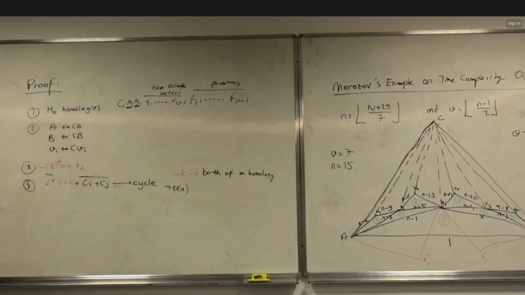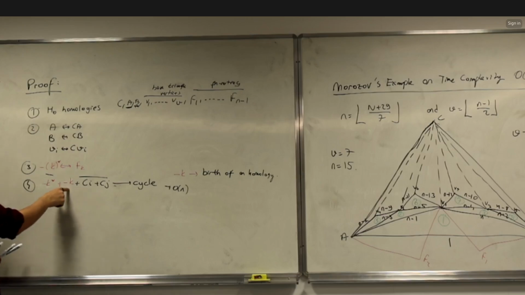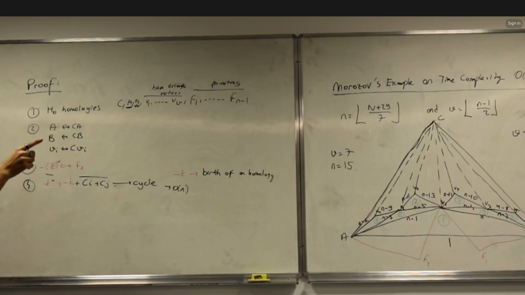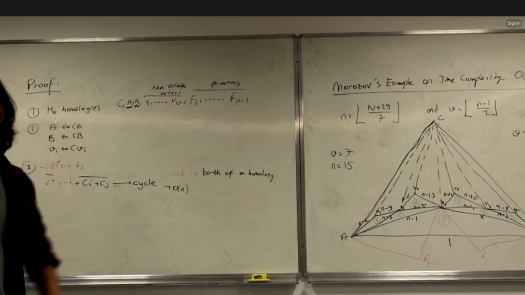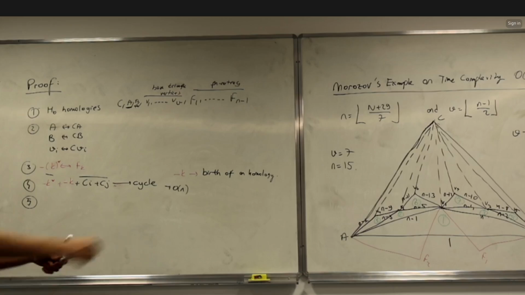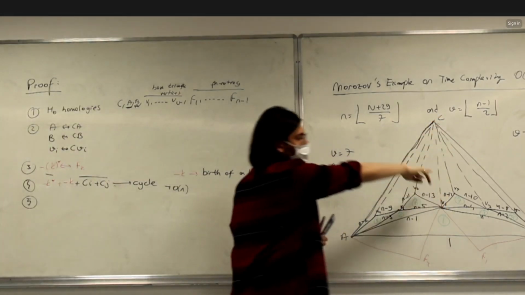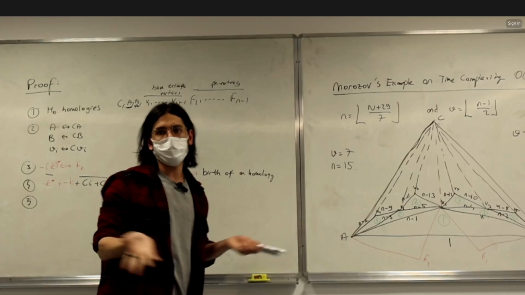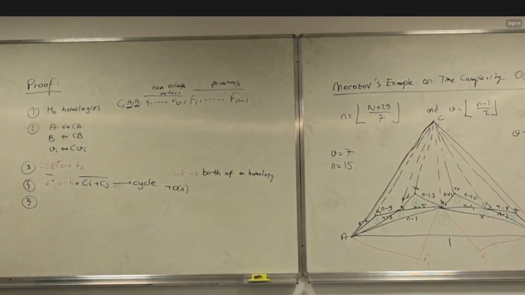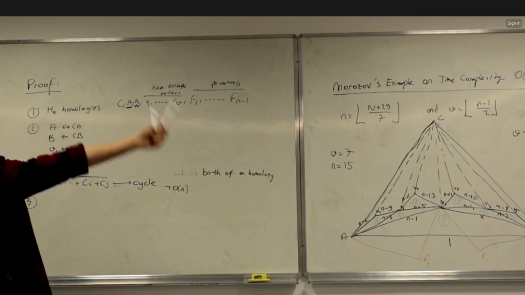And as I said, at the end, the minus k will result in a birth of a homology, and we will seek which simplex will kill the homology that minus k started. So the CiCj are two of them. I don't know which one, but two of them. It can be CA, CB, or CVi, CVj.